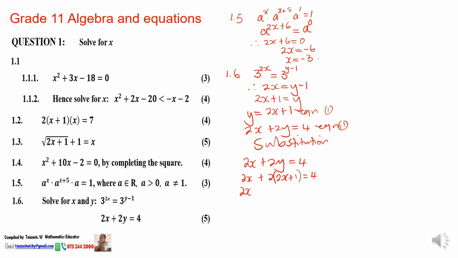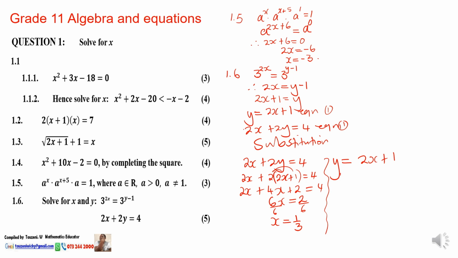So I can simplify. This is basic algebra. 2 times 2x is 4x. Then 2 times 2 times 1 is 2. This is equal to 4. Therefore, 6x is equal to, if I move this 2 to that side, it's going to be 4 minus 2, which is 2. Then dividing by 6 both sides, I get x is equal to 2 over 6, which can be simplified to 1/3. Now that I've got the value of x, I can find the value of y using any one of the two equations.